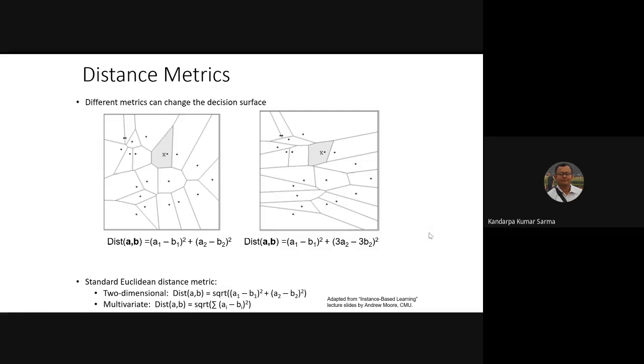Then normally for such cases, we can use the standard Euclidean distance metric. For a two-dimensional case, we can use the formula: square root of A1 minus B1 squared plus A2 minus B2 squared. And for a multivariate case, you can find the same thing, square root, but then again there will be a summation over all the sample cases.